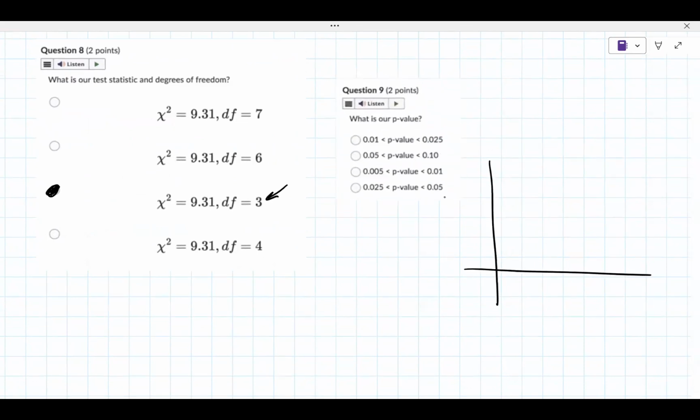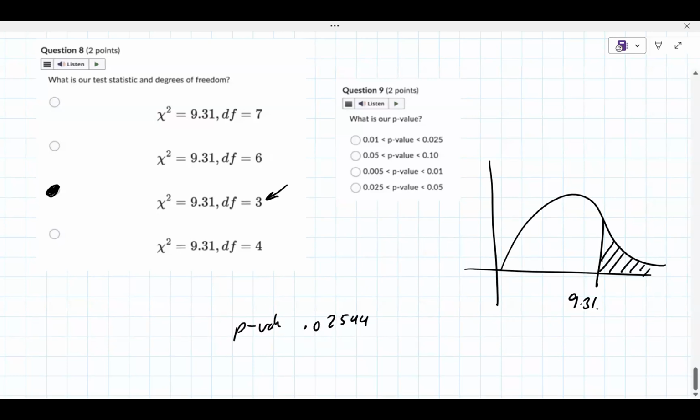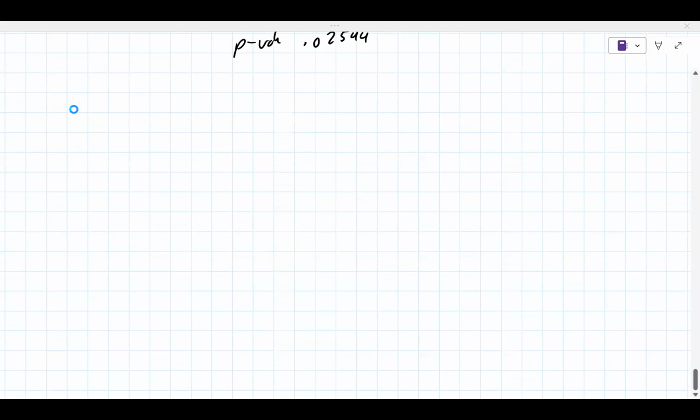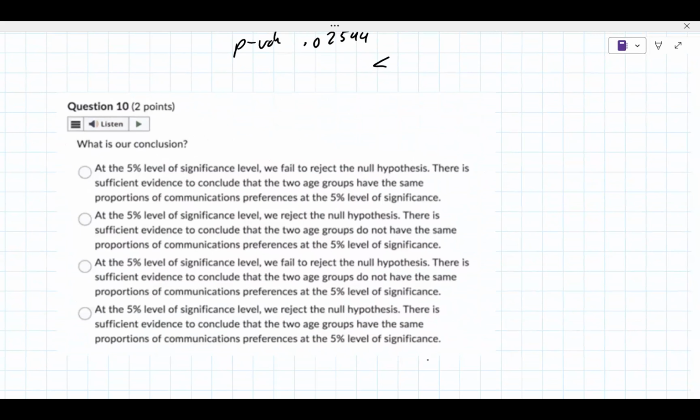To find the p-value, you again have to use some sort of software package. Finding the area out here in the tail, you need to know the degrees of freedom to do that. So it ends up being a p-value of 0.02544, which is that one right there. The level of significance is 0.05. So the p-value is less than the alpha of 0.05. So we're going to reject. So one of those two. And there is sufficient evidence to conclude they do not have the same. So that's the other word we're looking for. Have the same, do not have the same.